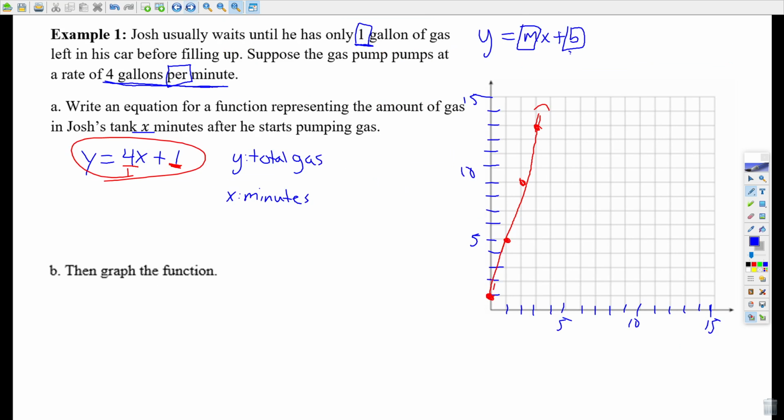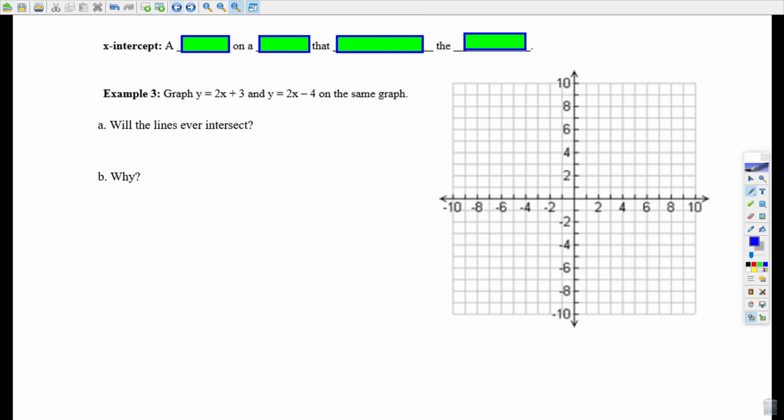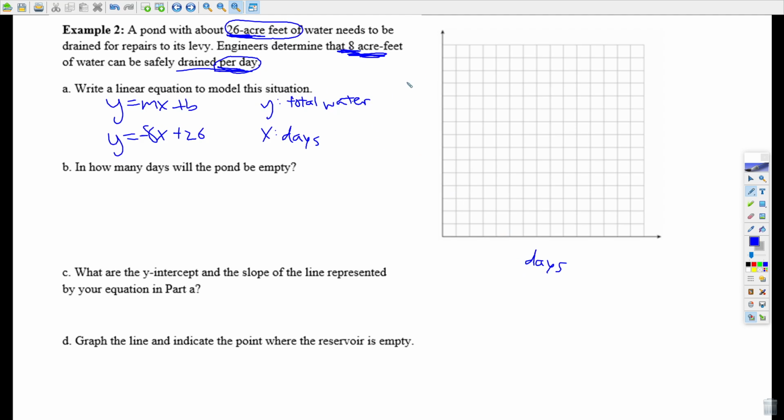I forgot to label this axis. Anyway, so this is days, and this is going to be the amount of water, so total water. Okay, we're not going to graph it just yet, though.